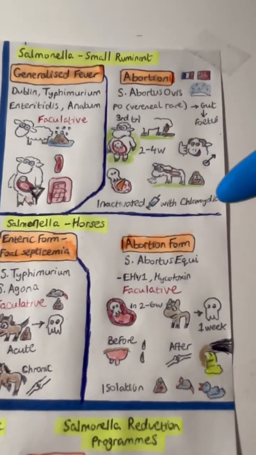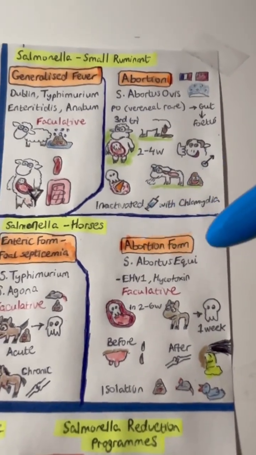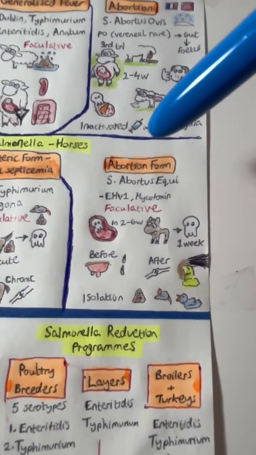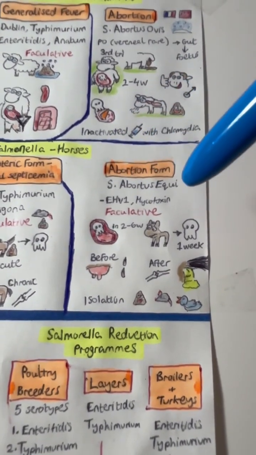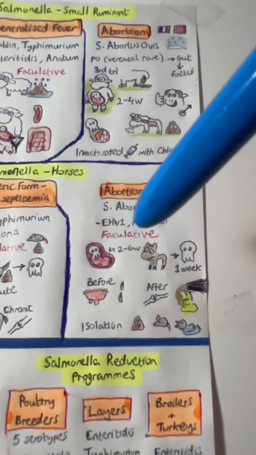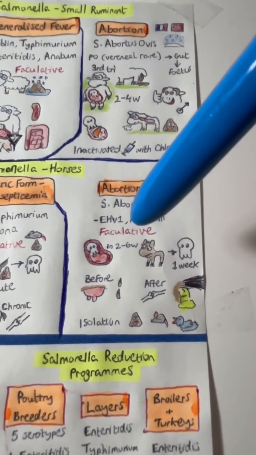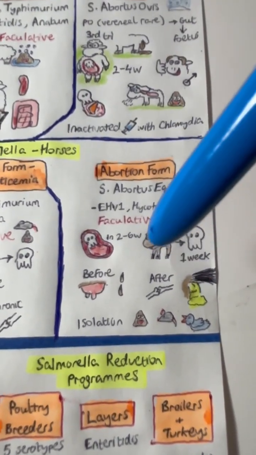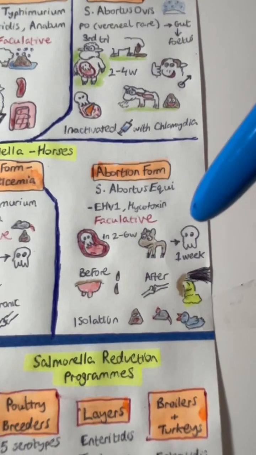In the abortion form, it's caused by Salmonella abortus equi, similar to abortus ovis in sheep. The predisposing factors are equine herpes virus 1 and mycotoxins. It usually causes abortion within 2 to 6 weeks of infection, and the abortions are most common in the 4th and 8th months of pregnancy. If the foal doesn't get aborted, they're usually very weak when they're born, and they die within 1 week.